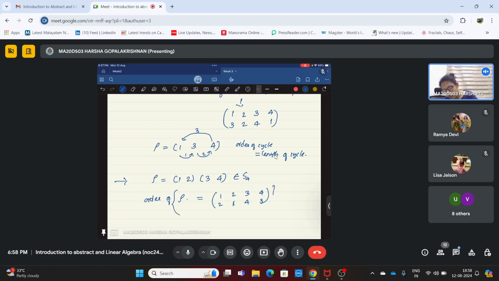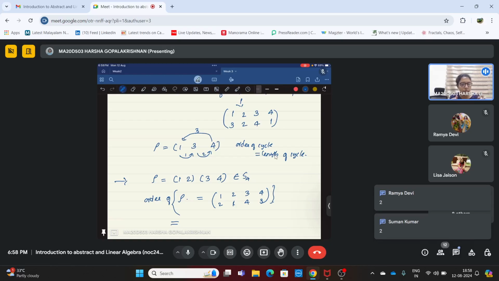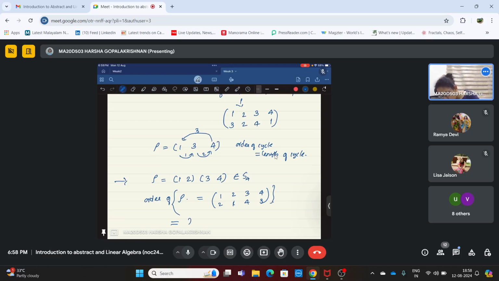The order of the row is 2, because multiplying 2 times, 1 is going to 2 and 2 is going to 1. In the same way 3 going to 4, 4 going to 3. So only 2 times is needed. Correct? So the order is 2.